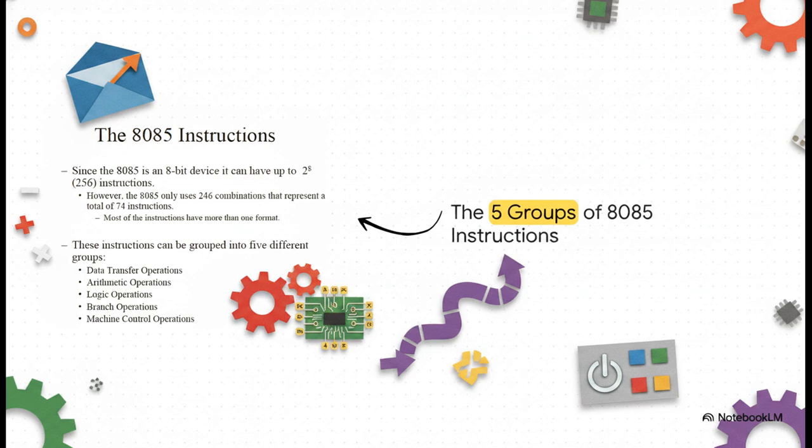Question 2A asks for the 5 groups of 8085 instructions, and they are perfectly categorized for you. You literally just need to list data transfer operations, arithmetic operations, logic operations, branch operations, and machine control operations. It is really that simple. These 5 categories cover everything from moving bytes around to jumping to completely different parts of your code.